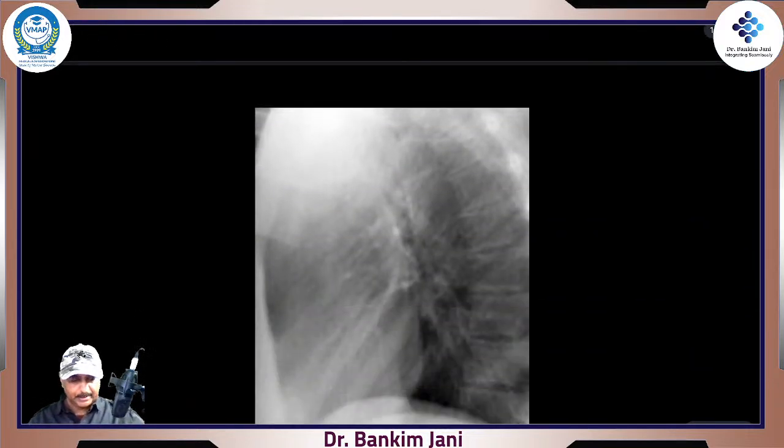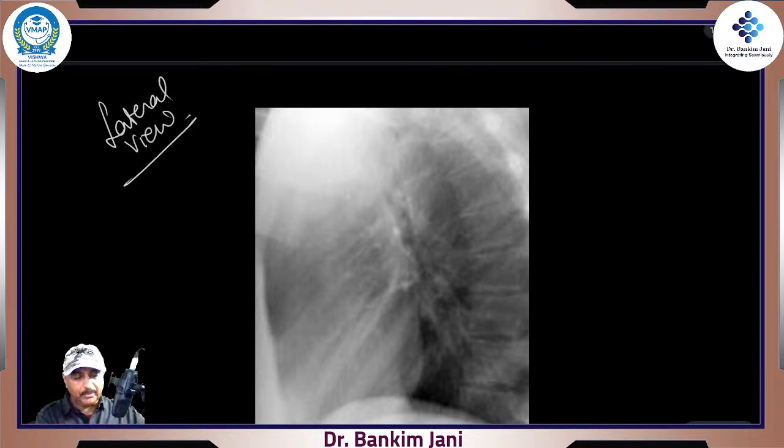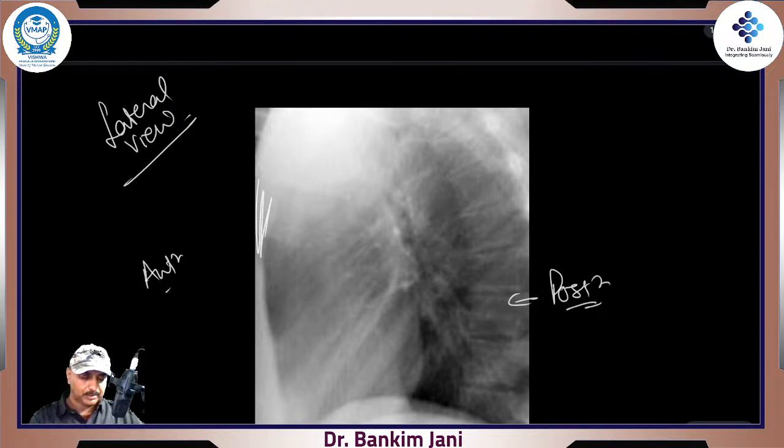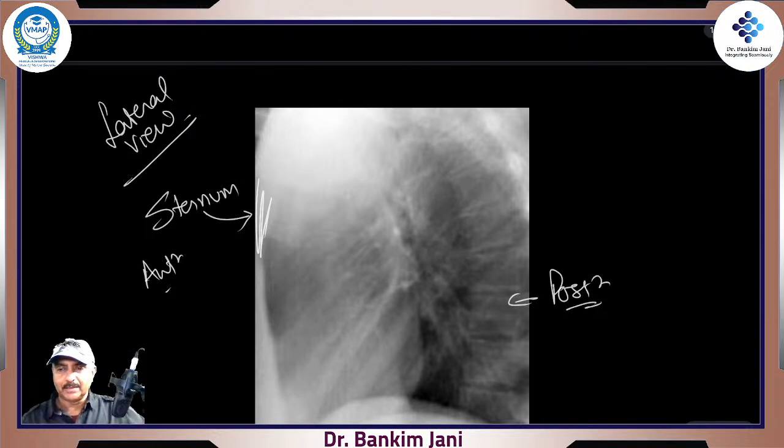Now, this is the lateral view, X-ray chest, lateral view. In the lateral view, this is the posterior part because the spine is there, so this is anterior. If this is anterior, that means this portion is the sternum. In the lateral view, there is always a clear retrosternal space, a space behind the sternum.